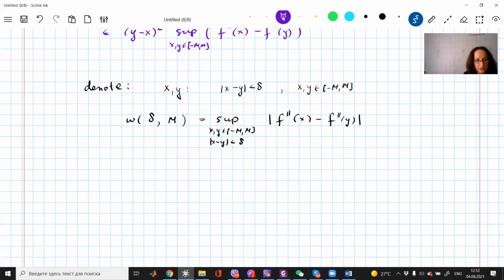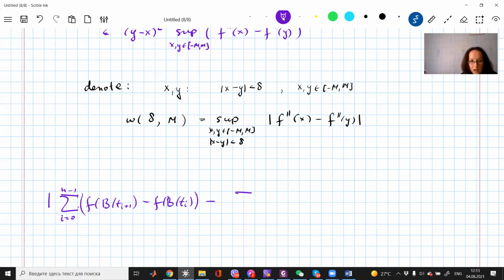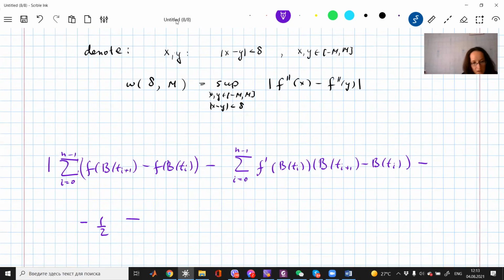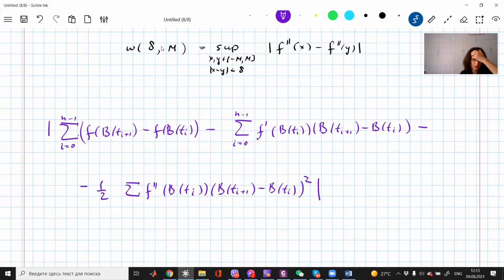Using such notation, I recall that I considered the sum from 0 to n minus 1 of f of b of t_{i+1} minus f of b of t_i. So this is one part. Minus the part with the first derivative, f prime of b of t_i times b of t_{i+1} minus b of t_i, minus the second part in the Taylor expansion with two derivatives at point t_i, b of t_{i+1} minus b of t_i to the square. And this is less or equal.